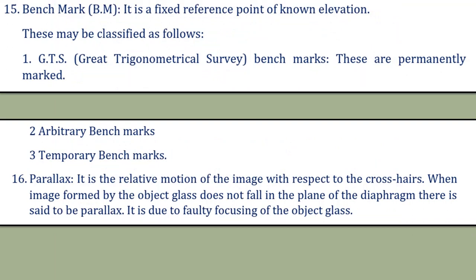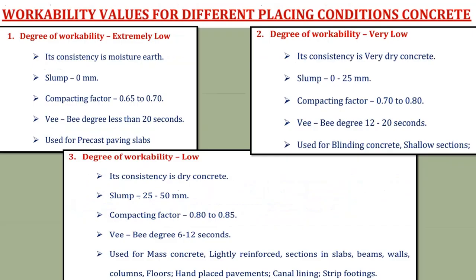Then benchmark: it is a fixed reference point of known elevation. There are different types of benchmarks: GTS, Great Trigonometrical Survey benchmark, which is permanently marked; arbitrary benchmark; and temporary benchmark. Parallax is an error in surveying, the relative motion of the image with respect to the crosshair. When the image formed by the object glass does not fall in the plane of the diaphragm, there is said to be a parallax. It is due to faulty focusing of the object glass.